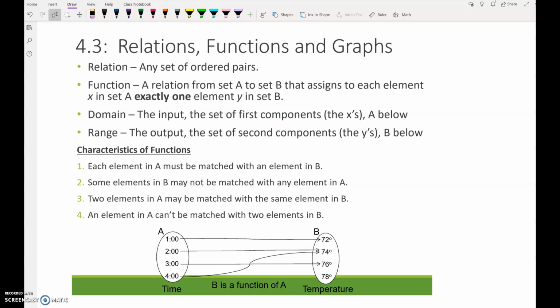Functions are specific types of relations that meet a certain set of standards. The biggest rule with functions, honestly, there's a whole list of things that it takes to be a function. More important is what makes it not a function. A function cannot have any repeated x values. So you might want to add this little note, no repeated x values.